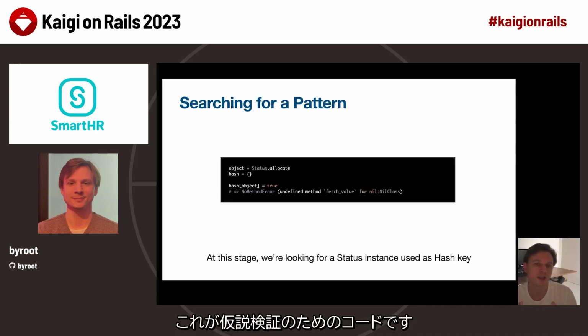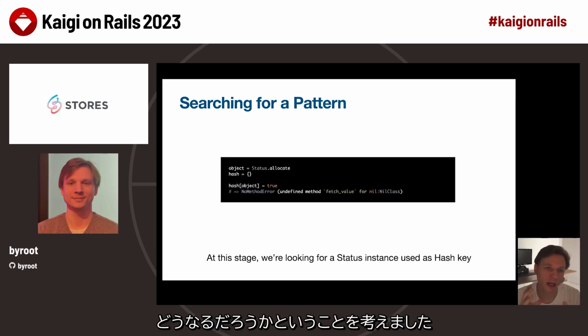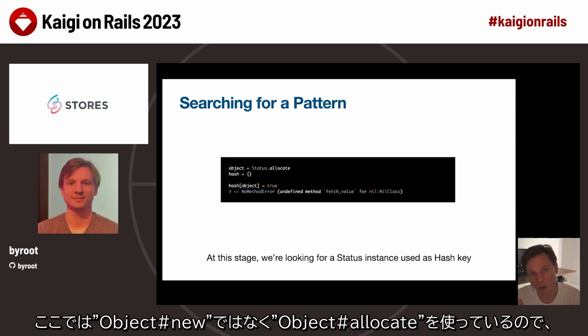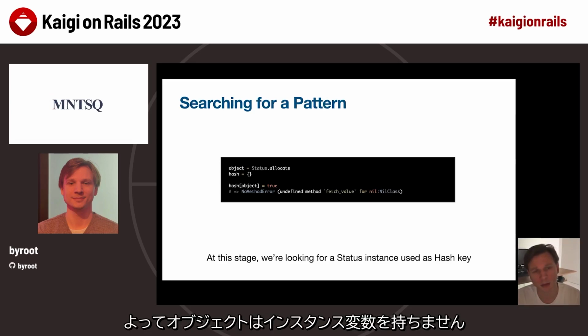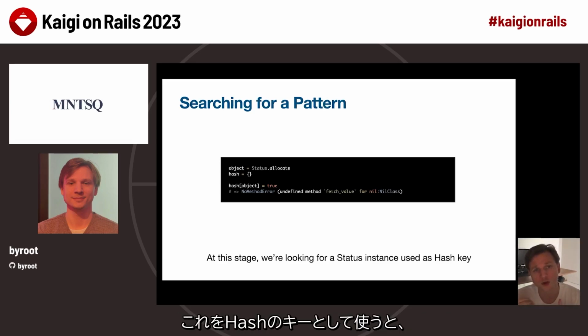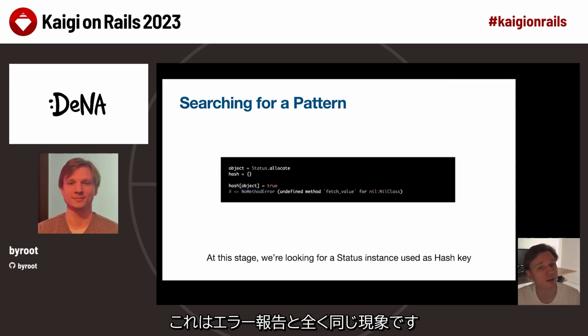So here's a teeny code snippet to showcase what I thought was happening. If you allocate an Active Record instance, but without initializing it, so here we don't use new, we use allocate, the initialize method is not invoked, so it doesn't have any instance variable defined. And if we try to insert it in a hash as a key, Ruby will call the hash method on it, and it's going to fail exactly the same way as it was reported in production.